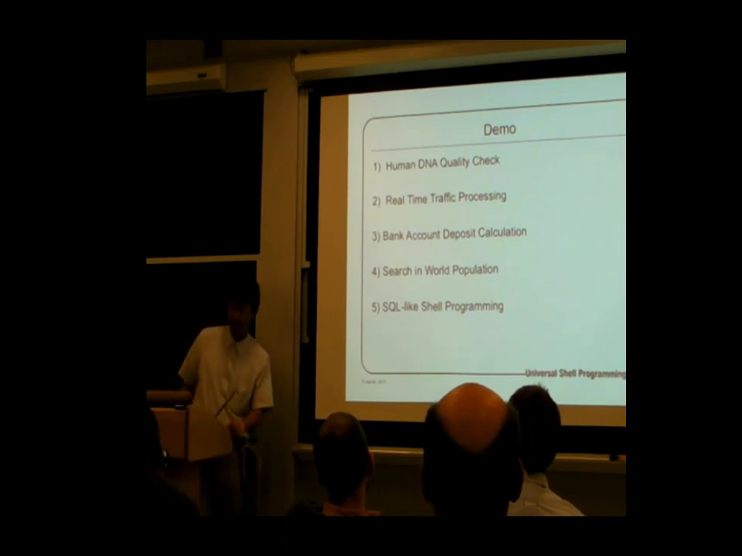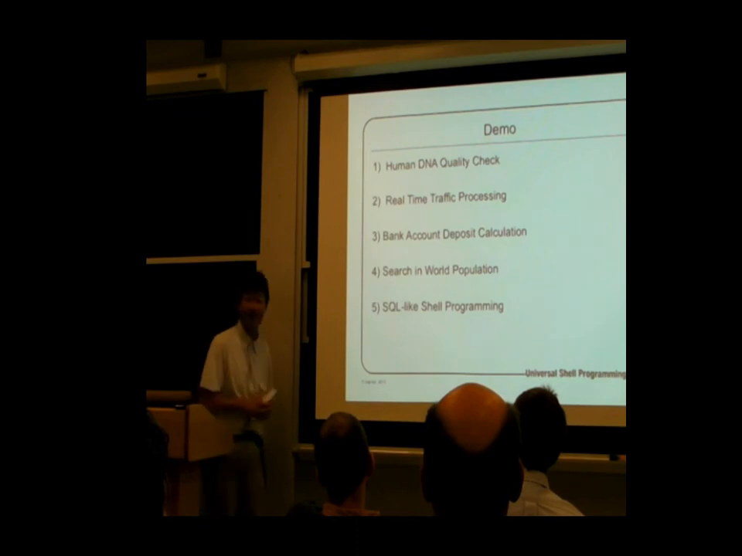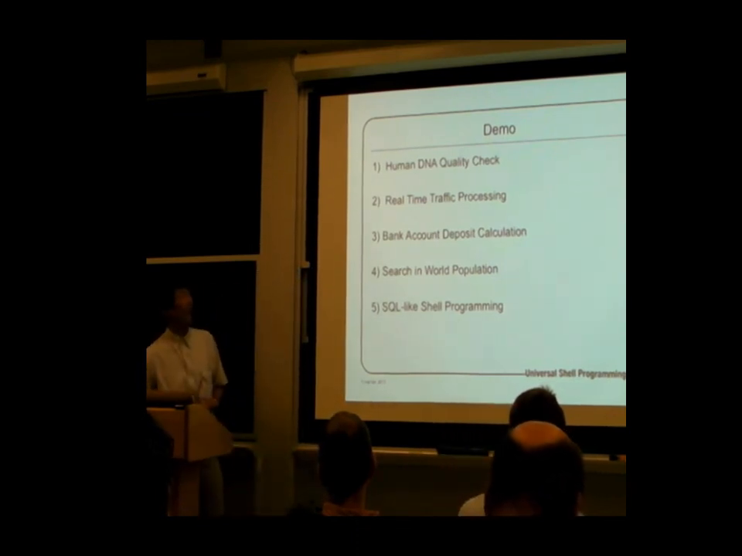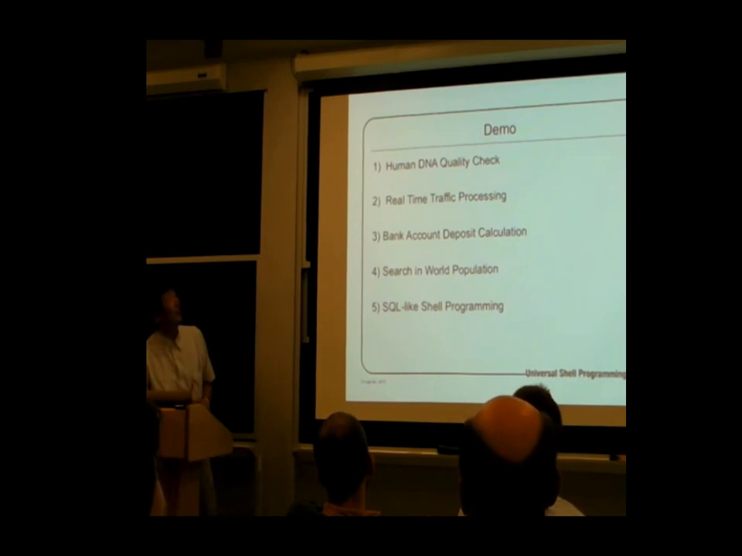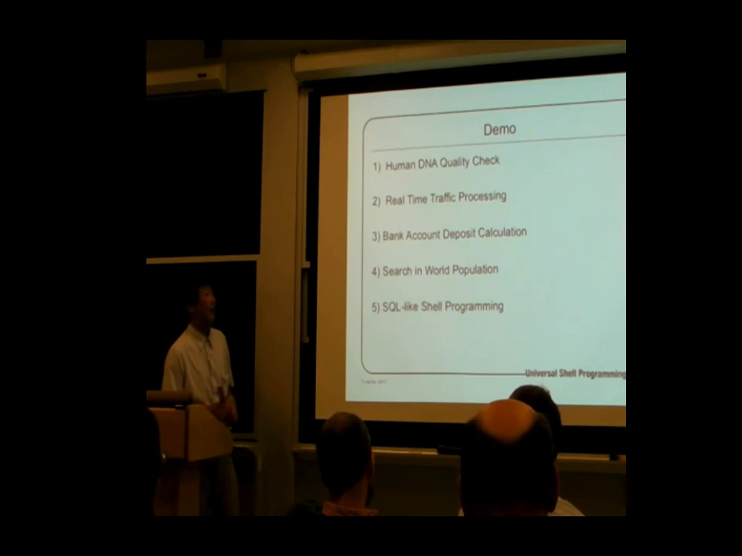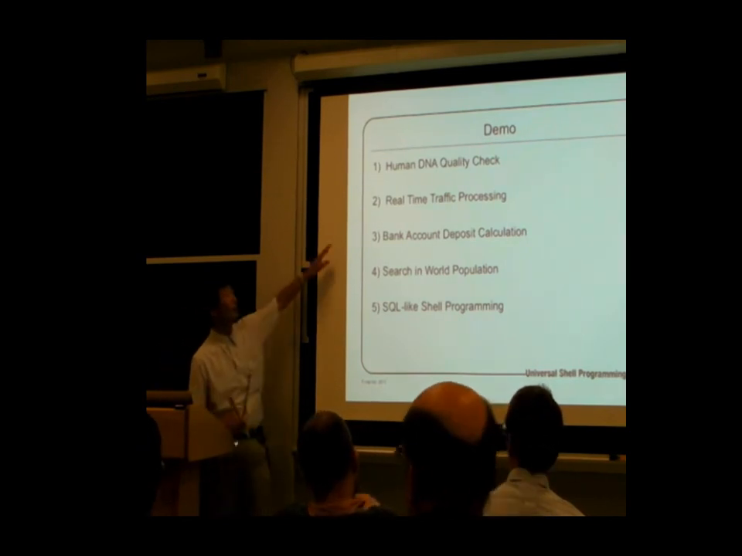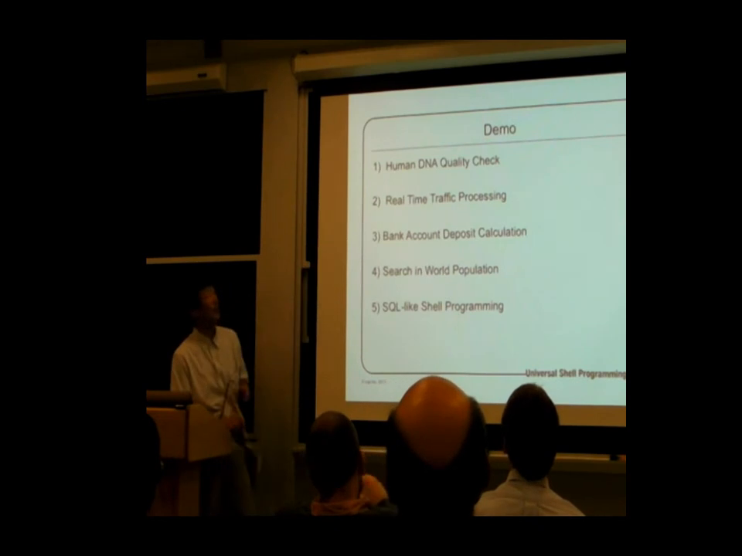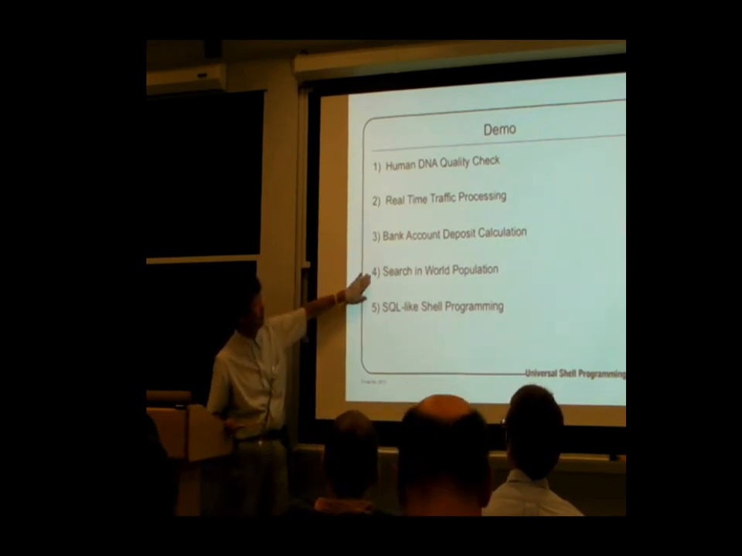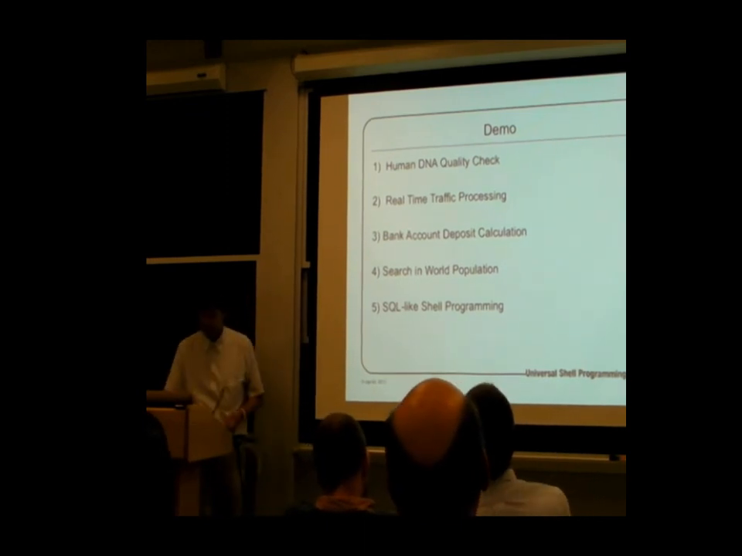Next, the live demo. This is the main part of my presentation. First, the human DNA quality check. The human DNA data is very large, and we process the DNA quality check. Second, real-time traffic processing. And third, bank account deposit calculation, and searching the world population by SQL-like shell programming.